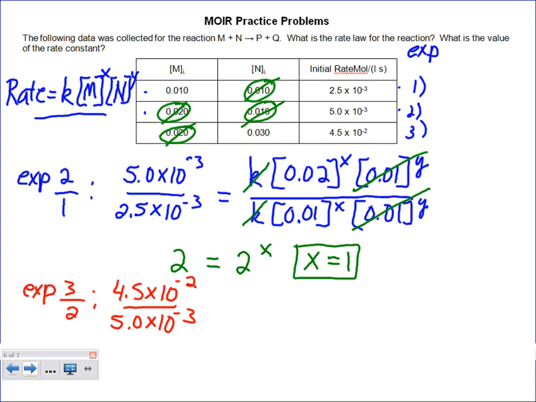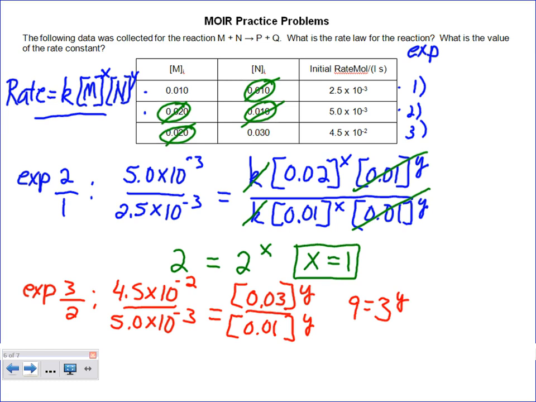which I'm not even going to bother writing down my k's or my x's because I purposely got those to cancel. So I'm just going to write down my y's, and that's going to be 0.03 raised to the y divided by 0.01 raised to the y. So in this case we get 9 equals 3 raised to the y, so y equals 2.